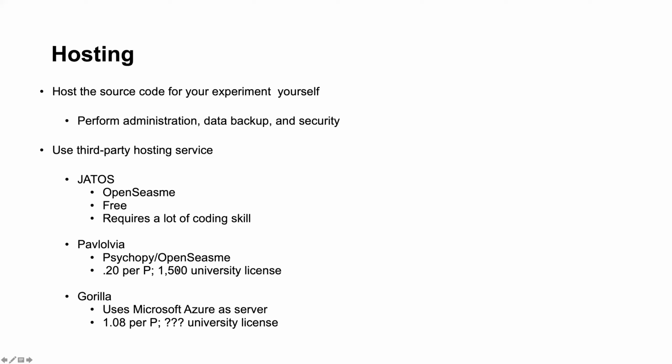And then you can get a university license for $1,500, and this allows as many experiments as you want to run on Pavlovia. So you don't need to pay that 20 cents per person. You would just buy the license, and you can run as many experiments as you like.